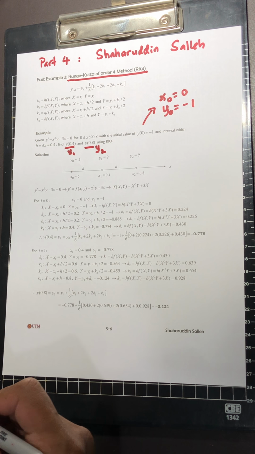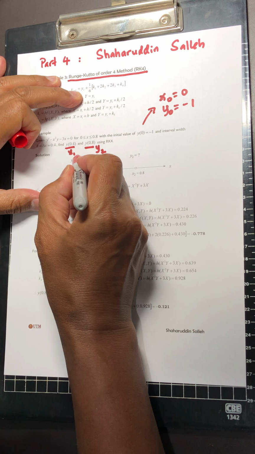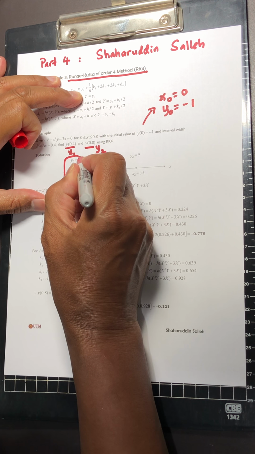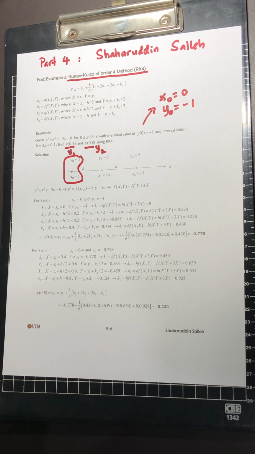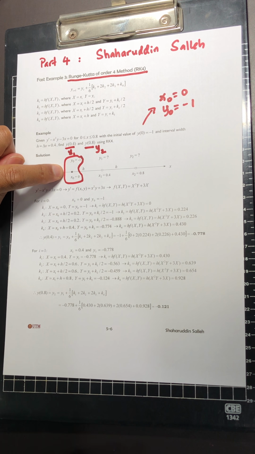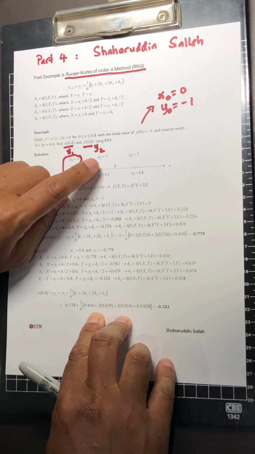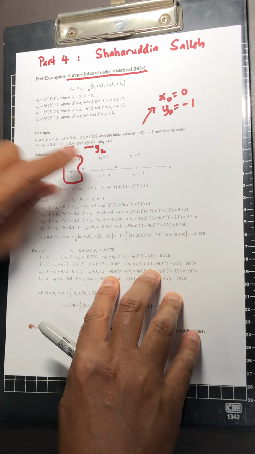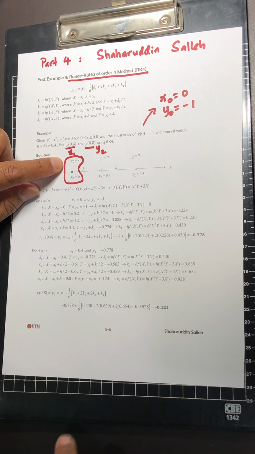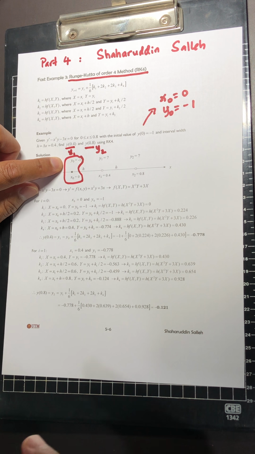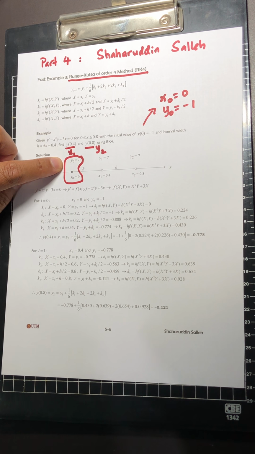This is better illustrated using this diagram, the same diagram as we used in Taylor as well as Runge-Kutta of order 2. x0, y0 are given. We need to find y1, y2. So the very first thing that we need to do whenever we solve this problem is to draw this diagram. Make sure you do that.